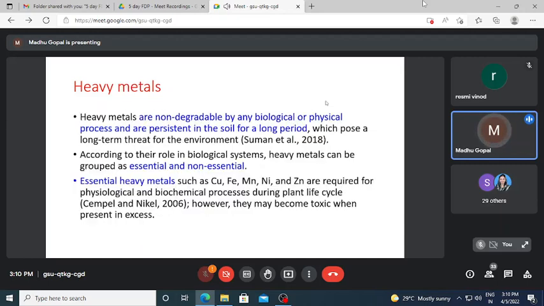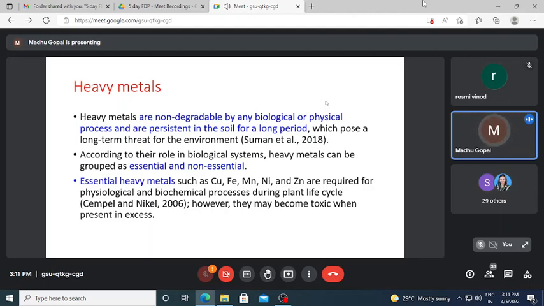And we know that it's not easy to remove these heavy metals. Heavy metals cannot be degraded by any biological or physical processes, and they are persistent in the soil for a very long period. Okay, earlier we talked about persistent organic pollutants. Just like that, these heavy metals also will remain in the soil for a very long time. So it will pose a long-term threat to the environment.